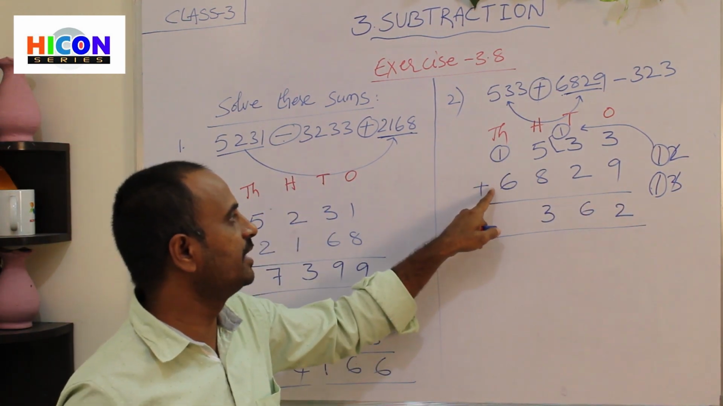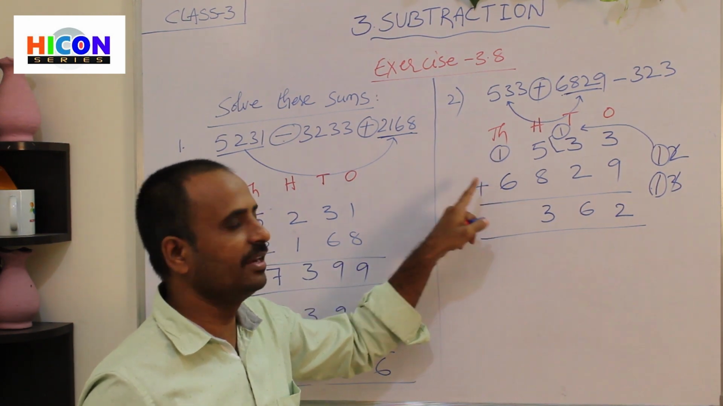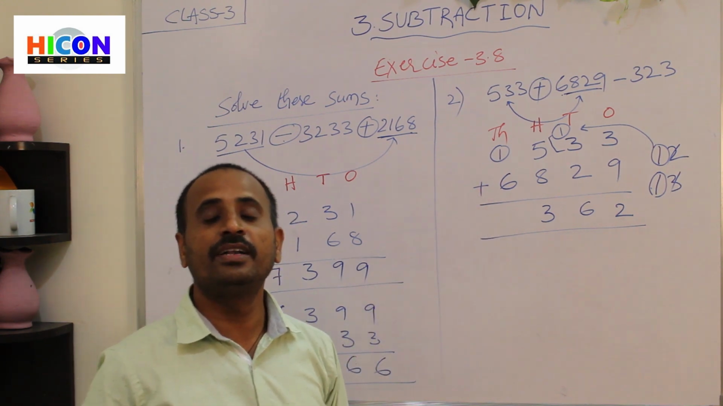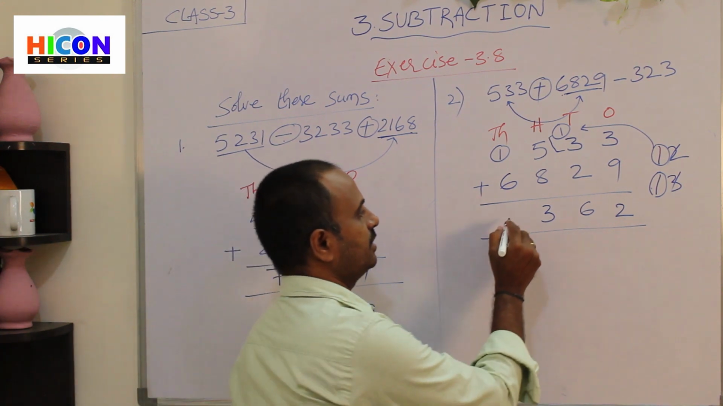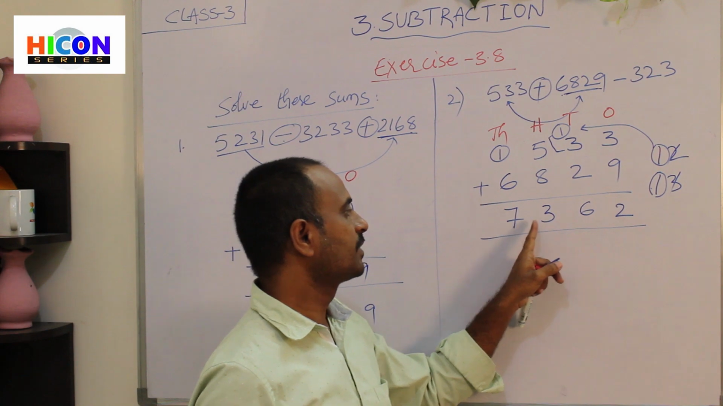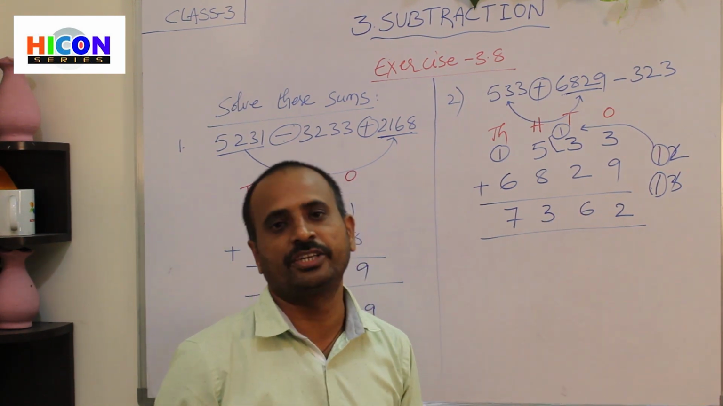Here 2 digits are present under thousands place, that is 1 and 6. Now add 1 and 6. If we add 1 to 6, we will get its next number. What is its next number after 6? After 6 we will get 7. So write 7 here. So children, the sum is 7362. So now we have to do subtraction.